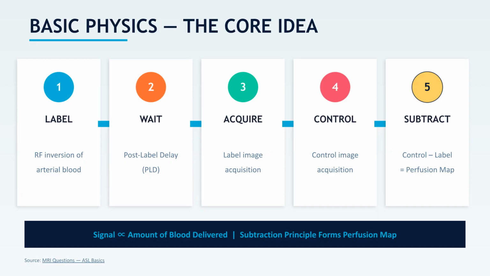The core idea involves 5 steps. First, a radiofrequency pulse labels the arterial blood. Second, you wait a post-label delay time. Third, acquire the label image. Fourth, acquire a control image. Finally, subtract the control image from the label image to form the perfusion map.